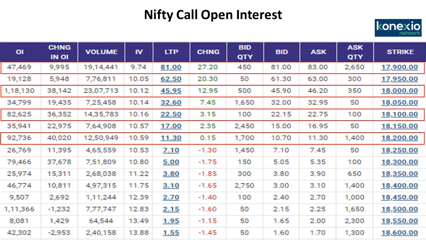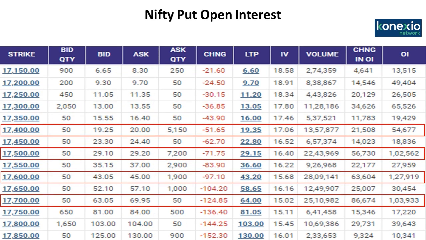Now, friends, let us discuss what we have observed in Nifty puts. You will see on the screen in Nifty puts, the action was seen in 17,700 puts, then 17,600 puts, 17,500 puts, and 17,400 puts. Now, here also you can see rise in volumes, rise in the open interest, implied volatility is slightly higher. It is between 15.2 to 17.06.